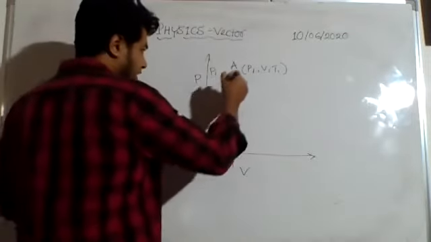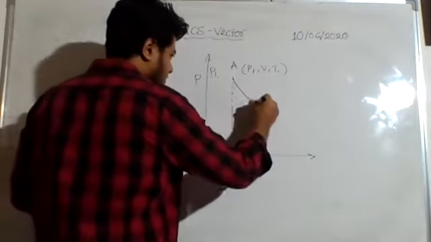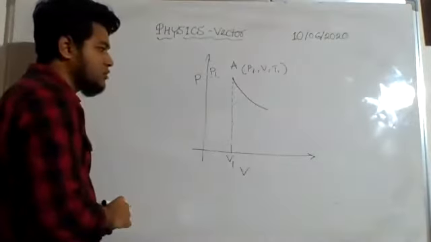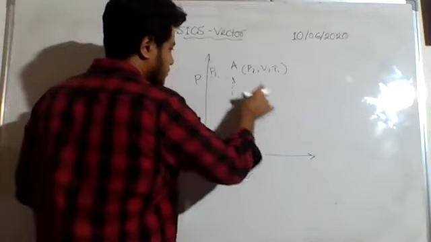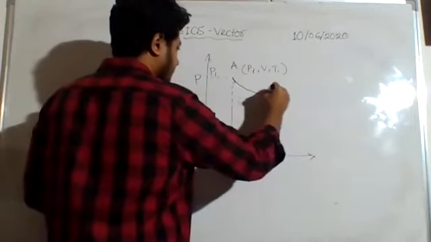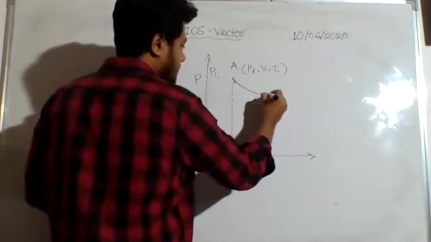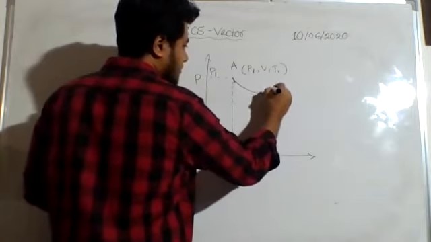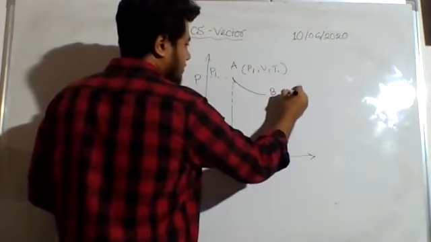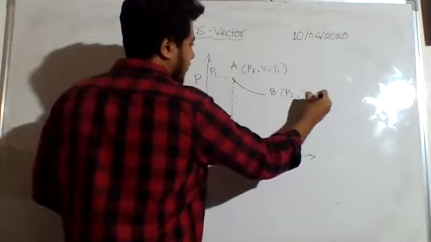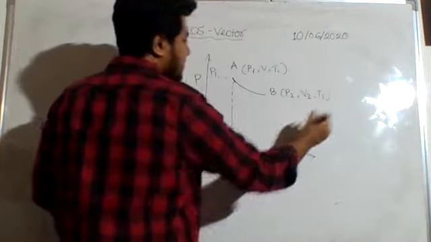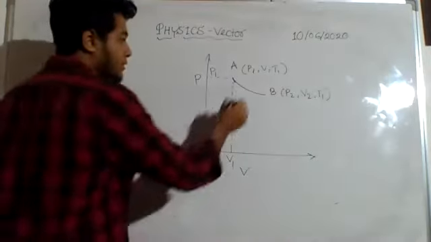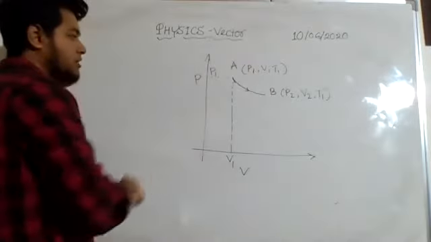So the process, I can represent it in this way. Something like this. Here, this is the point B, and at this point, the pressure is P2, volume is V2, but the temperature is still T1. So this is the isothermal expansion.